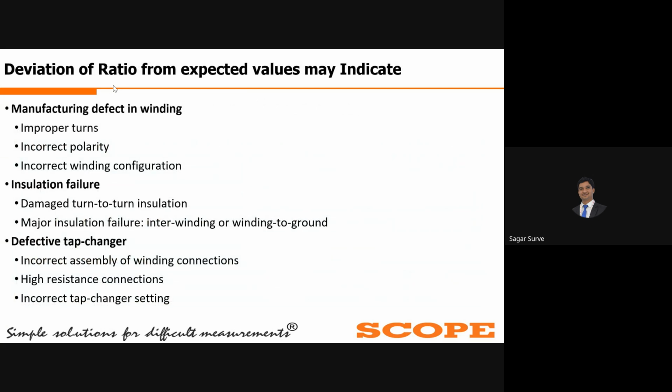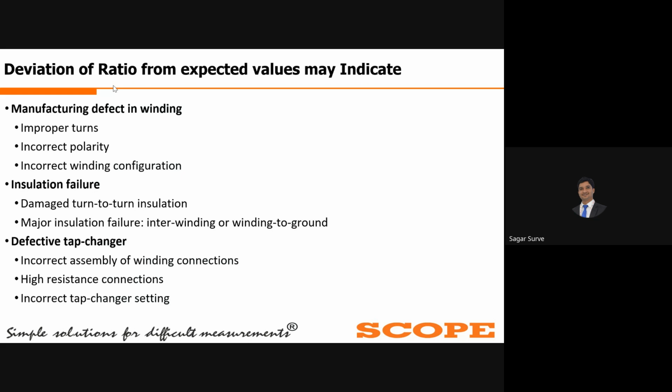Now, deviation of the ratio from the expected value can indicate failures or defects in the transformer. In other words, if there are defects in the transformer, we can observe changes in the deviation of the ratio. If there is a manufacturing defect, it can be due to improper turns, incorrect polarity, or incorrect winding configuration.